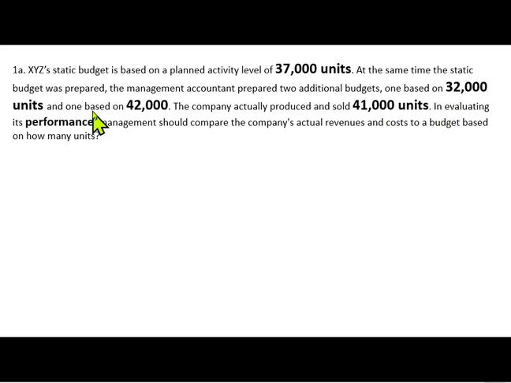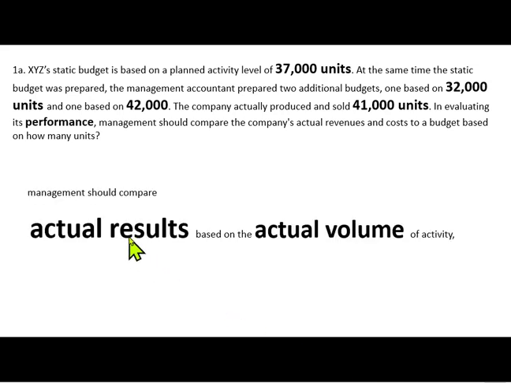So in evaluating its performance, management should compare the company's actual revenues and costs to a budget based on how many units? Well, the answer here is actual results based on actual volume of activity. That's what you should always make your comparisons to. So in this case, that's going to be 41,000 units because that's what you actually produced and sold. So you should put together a flexible budget based on standard cost at this activity level, which is 41,000 units.